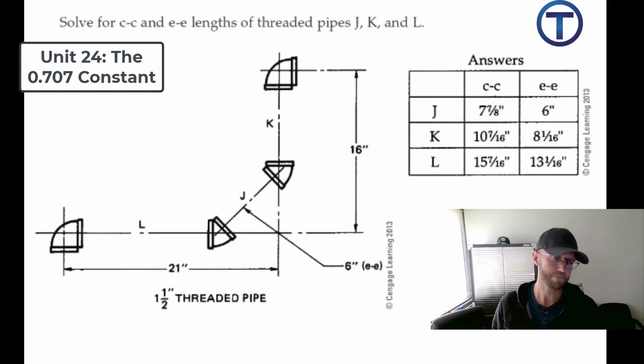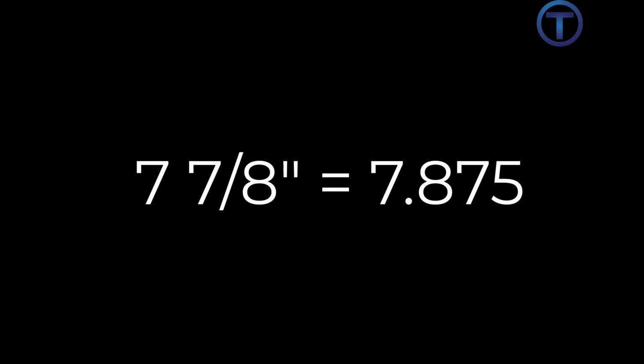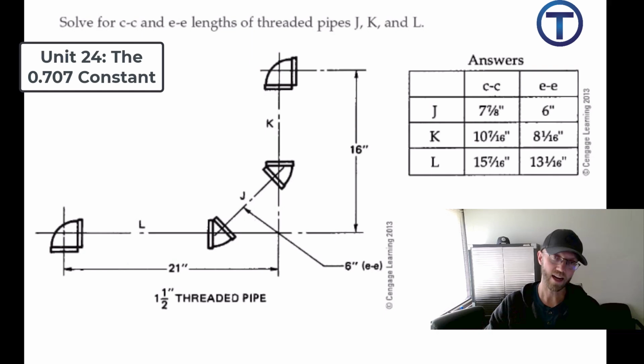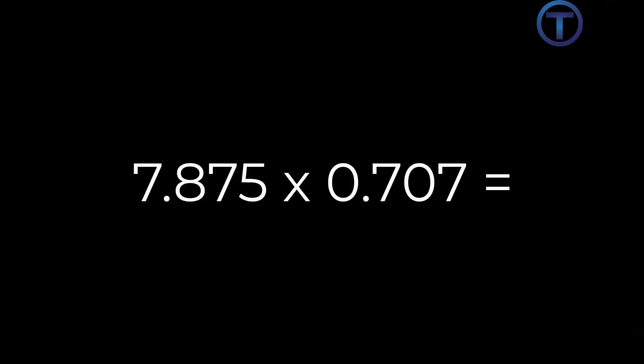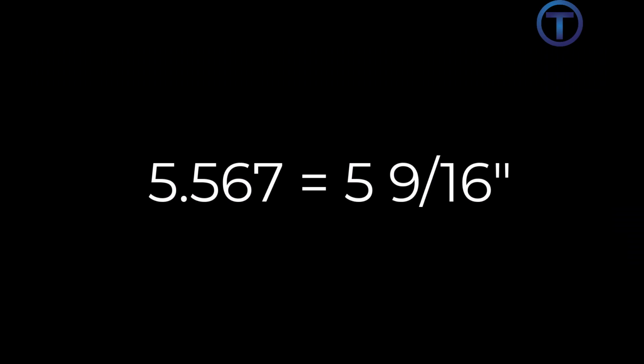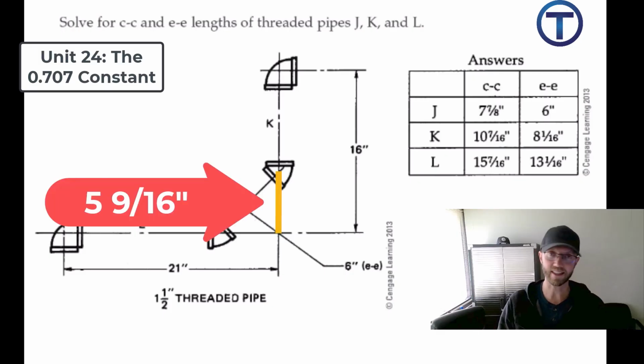But let's look at J. We have that 6 inches, which is our end-to-end. We've got to add those fitting allowances. Once we've done that, we're going to end up with 7 7/8. Well, from there, we still need to figure out what that offset is. We can take 7 7/8 and times that by 0.707, that's going to give us 5 9/16. From there, we can start to figure other things out.